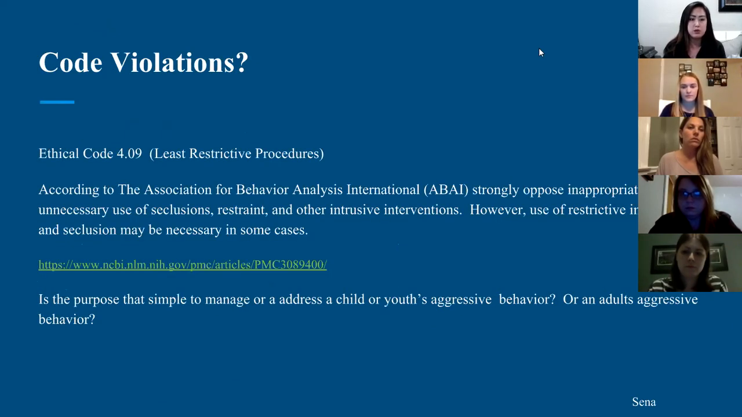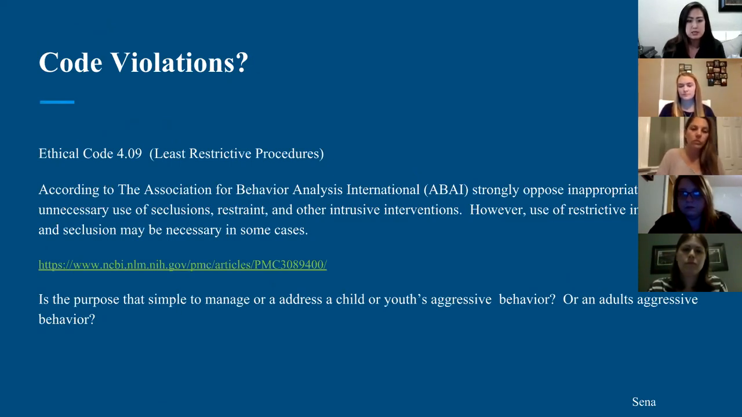There's a lot of talk about code violations, and I know Ethical Code 4.09 says least restrictive procedures, but according to the Association for Behavior Analysis International, they strongly oppose inappropriate and unnecessary use of seclusions, restraints, and other intrusive interventions. However, use of restrictive intervention and seclusion may be necessary in some cases. So the link below will explain a little bit more.